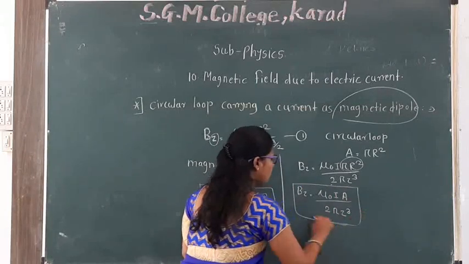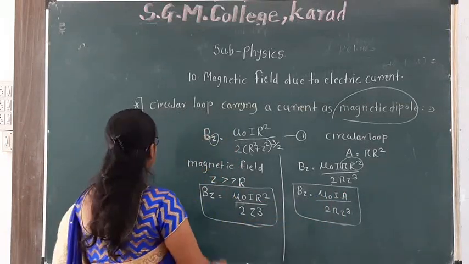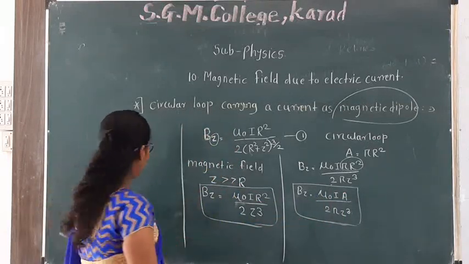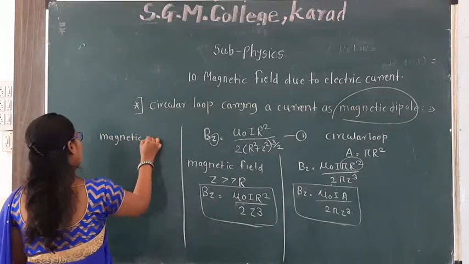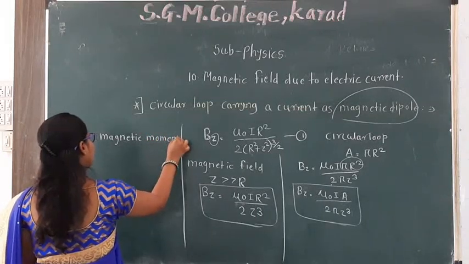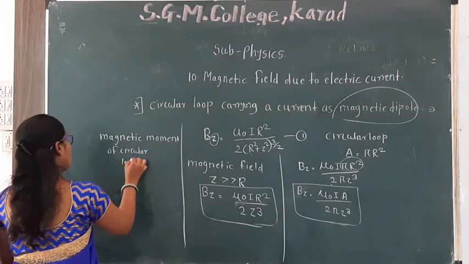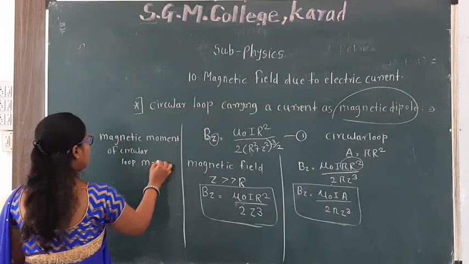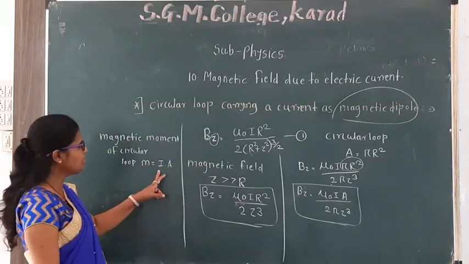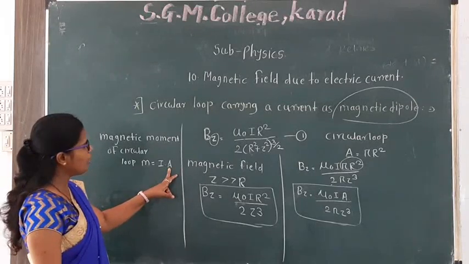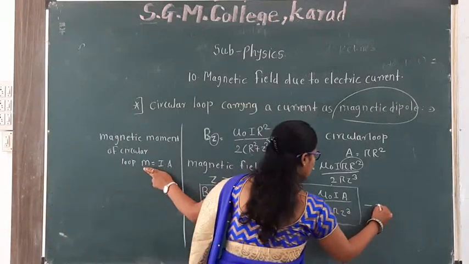This also gives the equation. Now here is I into A. I into A is the magnetic moment of the circular loop, denoted by the letter small m, so m is equal to I into A. I means current, A means the area of the circular loop. That is the magnetic moment. Now this one equation is the second equation.